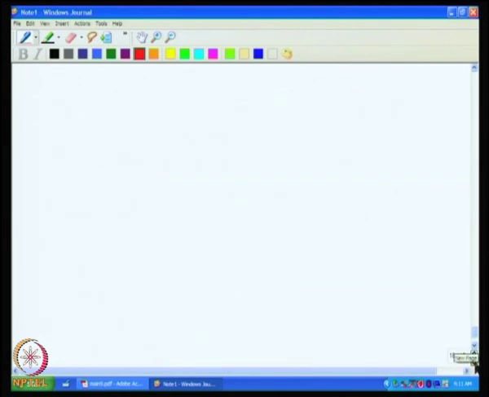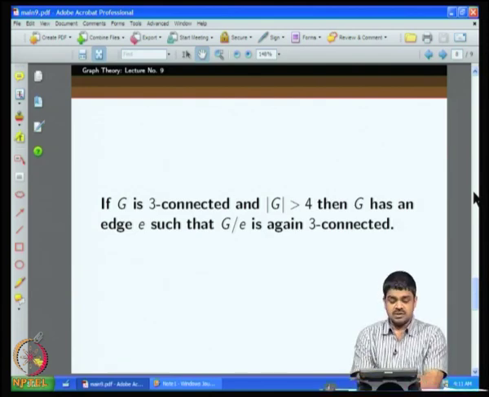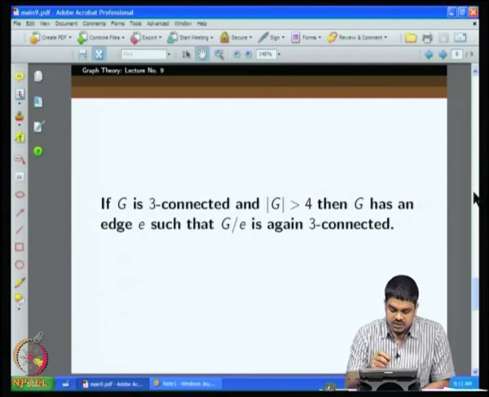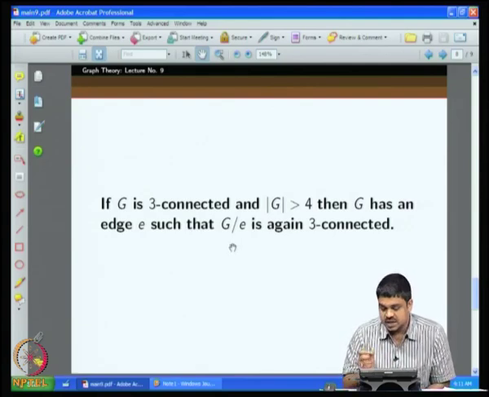Now, the key lemma we need to prove this is given here, and it says if G is a 3 connected graph and the number of vertices in it is more than 4, then G has an edge e such that G bar e, the graph obtained by contracting e, is again 3 connected.